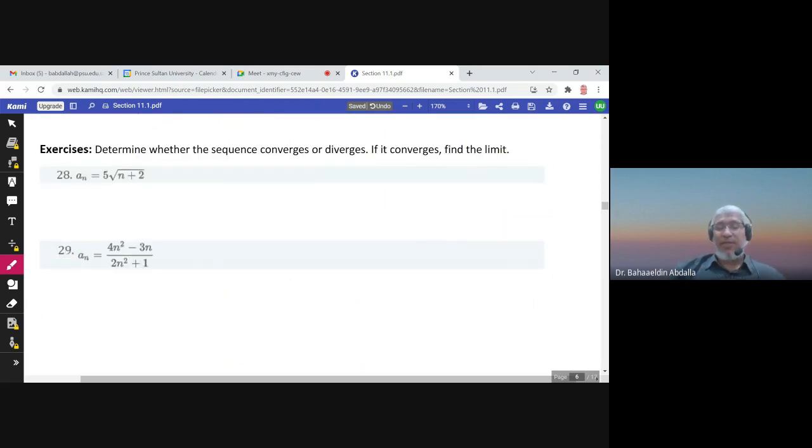Some exercises. Determine whether the sequence converges or diverges. If it converges, find the limit. Well, I will find the limit first to find out whether the sequence converges or diverges. Infinity plus 2 is infinity. Square root of infinity is infinity. 5 times infinity is infinity. So the limit is infinity, and this sequence is divergent.